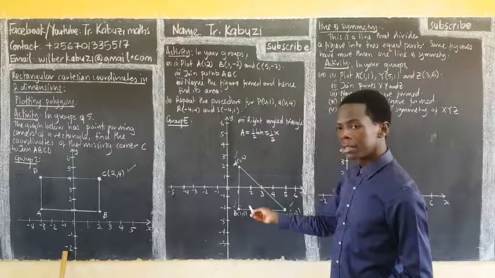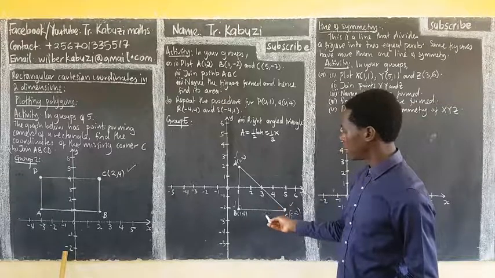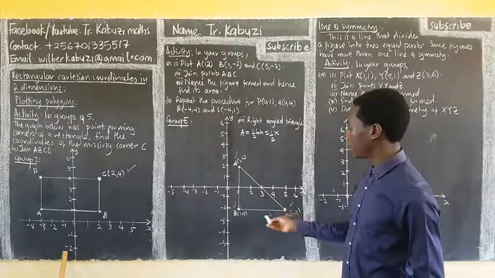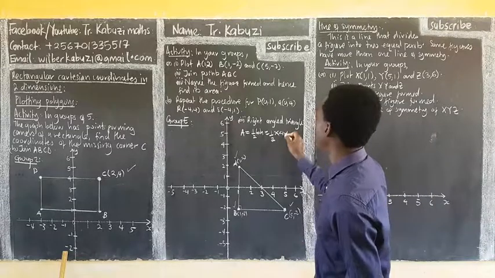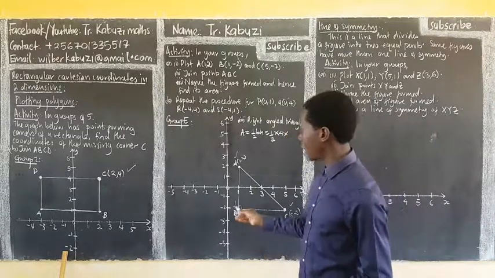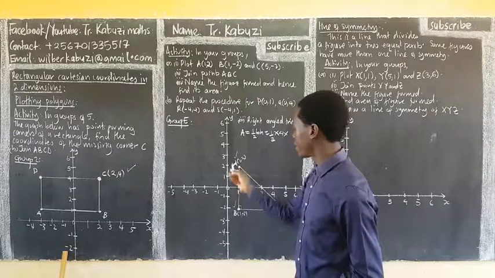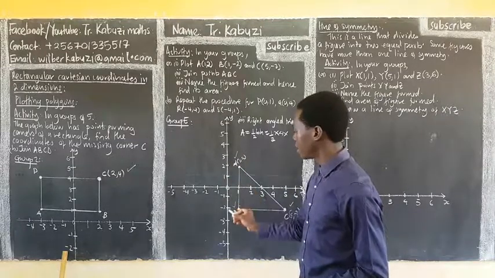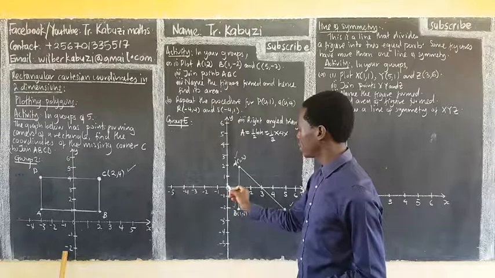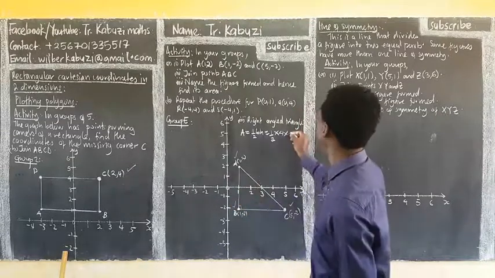1, 2, 3, 4. So the base is 4 units. Okay, 4. Then times what about the height? You also counted now here. Use this axis or this axis, going up or down. So 1, 2, 3, 4. It's also 4. So 4.